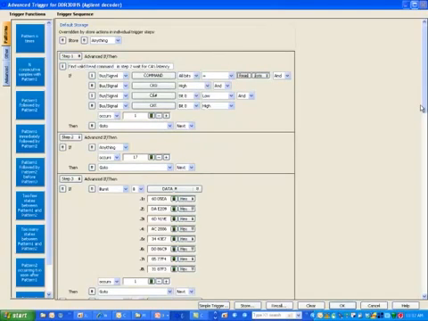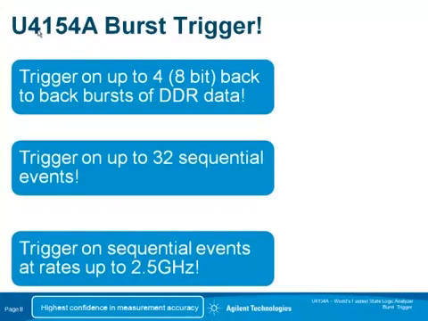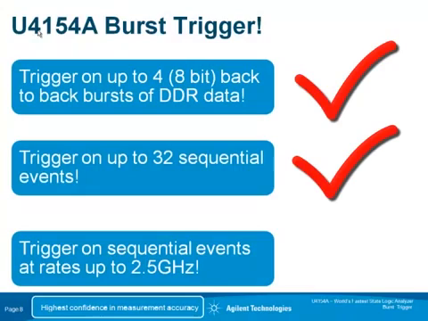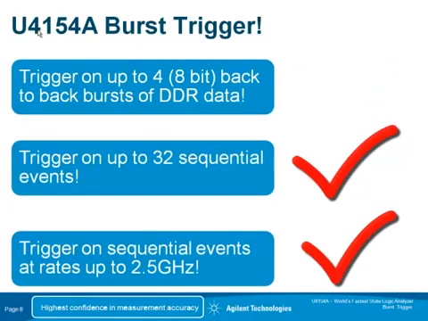Burst trigger is available in timing or state modes. In timing mode, it is useful for events of minimum or maximum durations. This is the only logic analyzer in the world that can capture on back-to-back bursts of DDR data. Trigger on sequential events at rates up to and including 2.5 gigahertz.